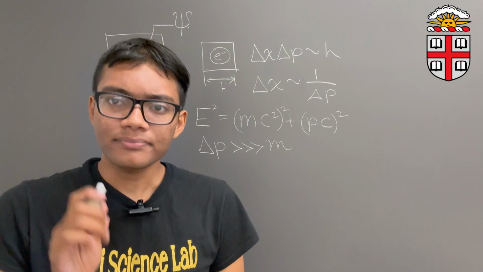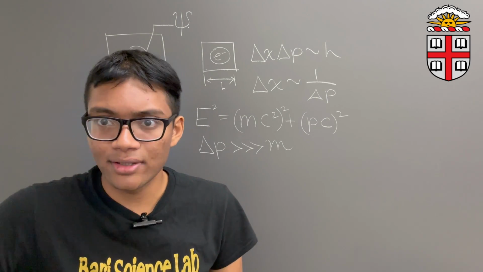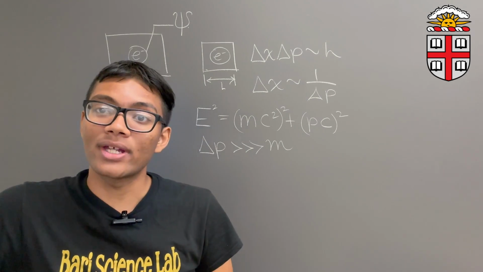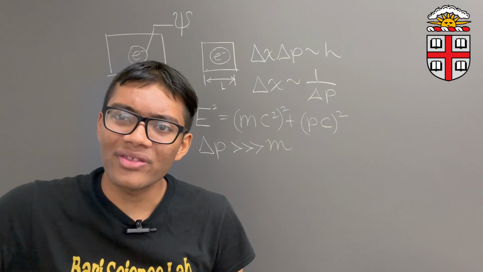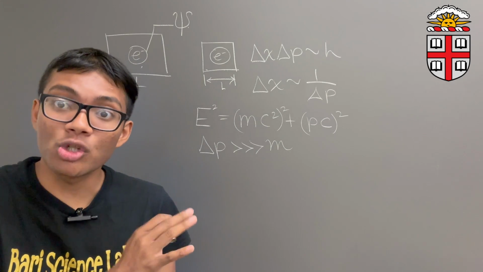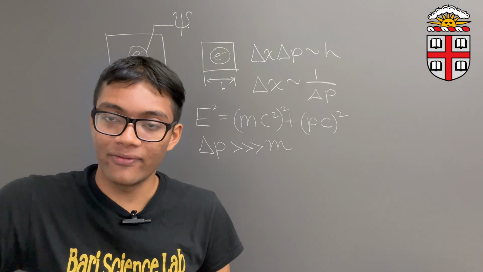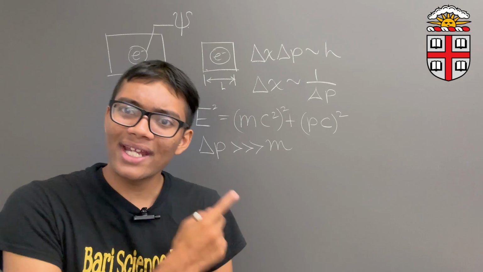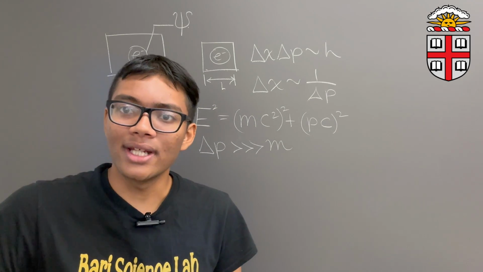So then, two young gentlemen named Klein and Gordon, and actually Schrodinger before that, but Klein and Gordon came up with a proposed solution to solve this problem, to reconcile special relativity with quantum mechanics. Let's go ahead and derive the Klein-Gordon equation.